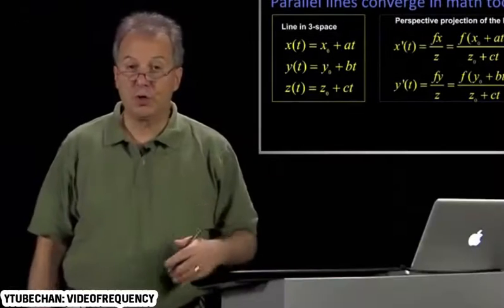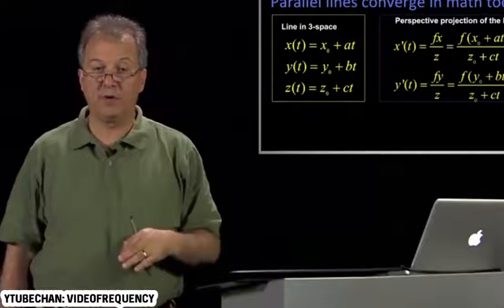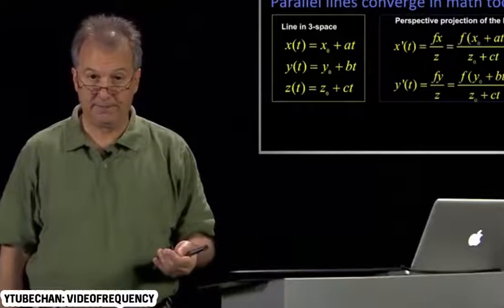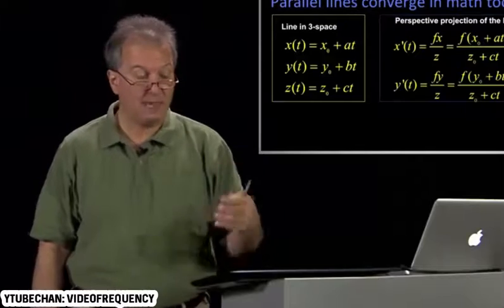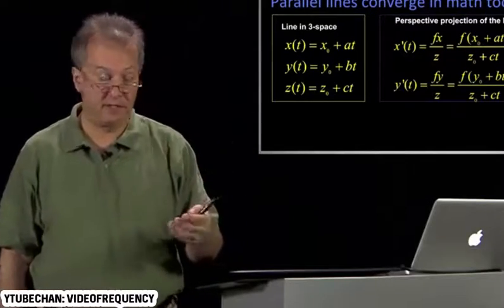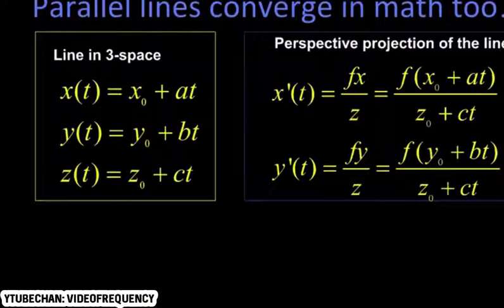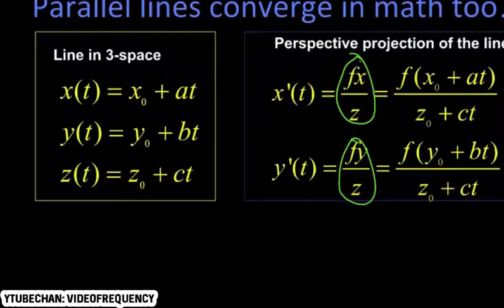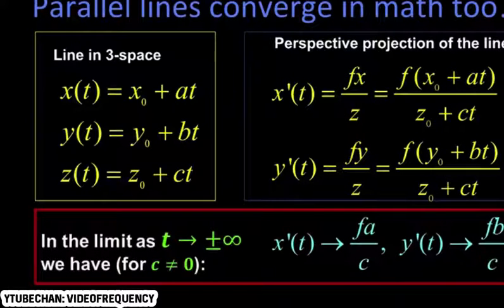So now let's take a look at where all the points on the line lie in the image plane. All right, so that's for every x, y, z, what's the x prime and y prime for the given t? Well, we learned that the equation of the projection from x, y, z to x prime is just fx over z, and for y it's just fy over z. So here we just substituted in the expressions from the other side in terms of t. So that's where all the points on the line go. But what happens as t gets really big? In the limit, as t goes to infinity, and I'm going to assume for now that c is not 0.